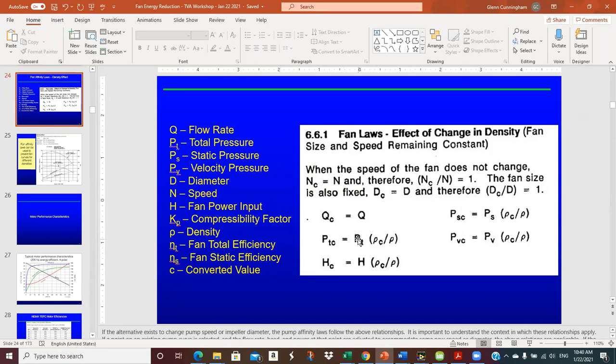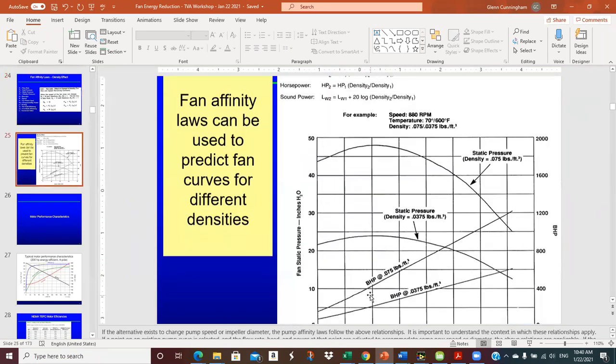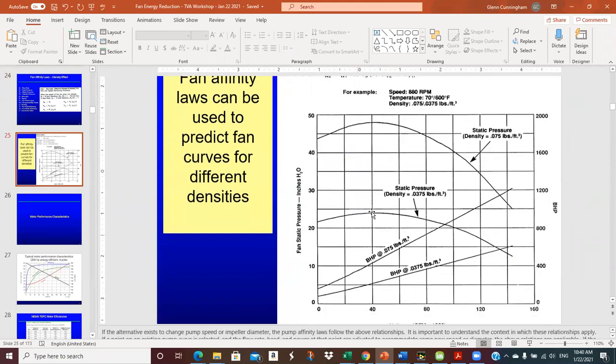Okay, so pressure changes and power changes, but flow rate doesn't change. And these were the curves. This was pretty extreme. I hope you don't go from 70 degrees to 600 degrees. That would not be good if you blew that on somebody. But anyway, it just makes the point.